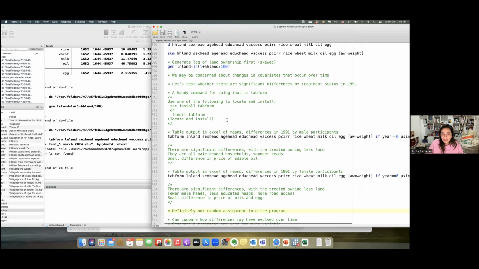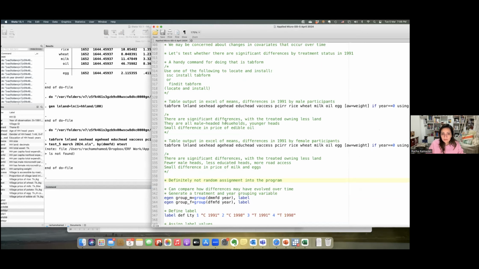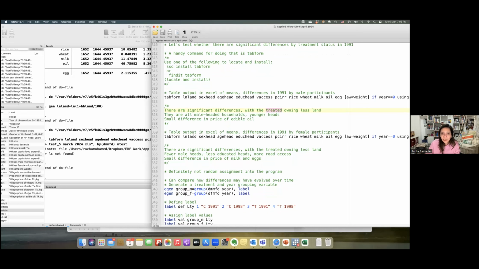Okay, I will do the same thing. So here I'm saying that there is a significant difference, with the treated owning less land. Remember that our threshold is that the households who can benefit from the microcredit program are the households who have less than 1 acre of land compared to the others. So having less land gives you the eligibility to access this program. I will do the same thing for female.